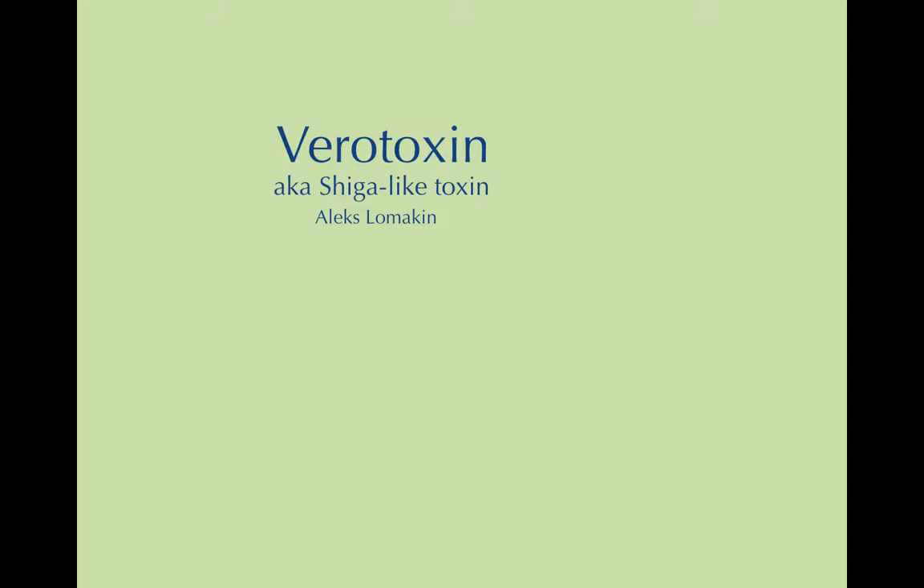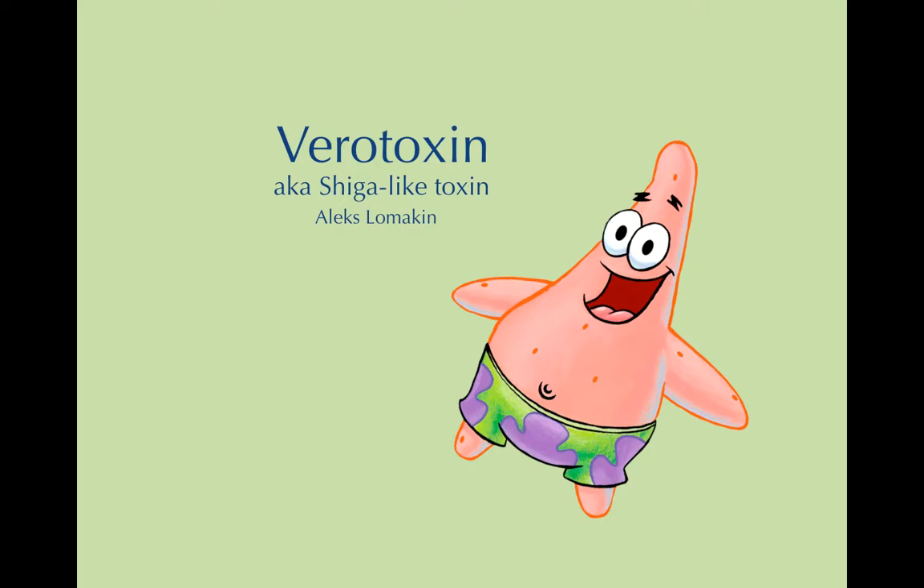Verotoxin is one of the most potent bacterial toxins produced by enterohemorrhagic Escherichia coli, also known as EHEC. The other name for it is Shiga-like toxin because of its close relation to the Shiga toxin. Despite the happy-looking Patrick Star, it is not a very happy and pleasant disease. Patrick will come up later in the video.